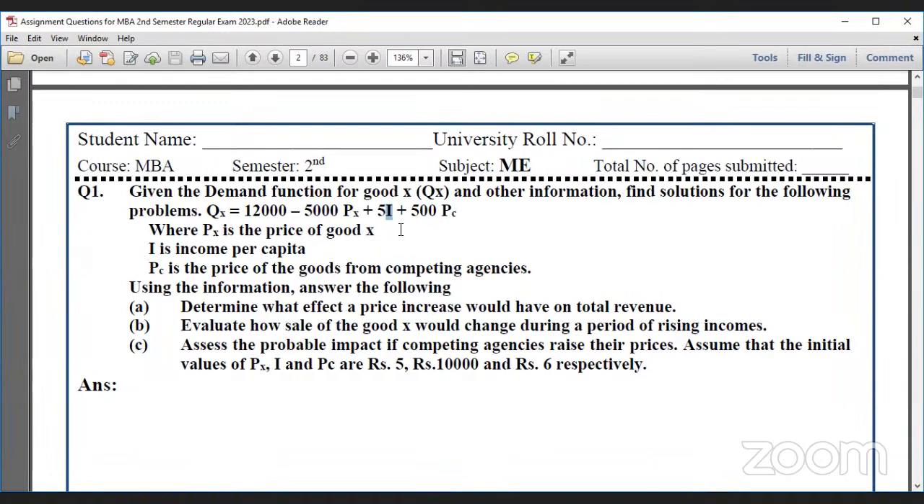Now we have to solve, right? How many unknowns are there?